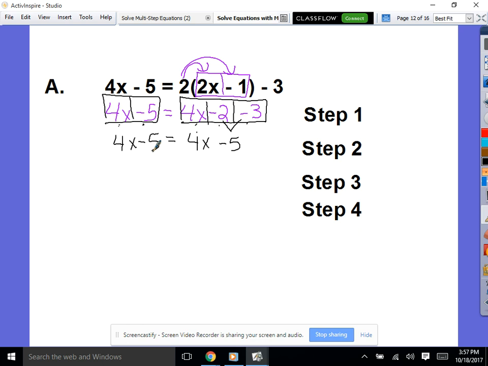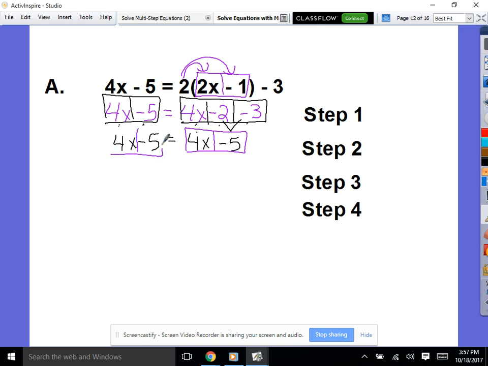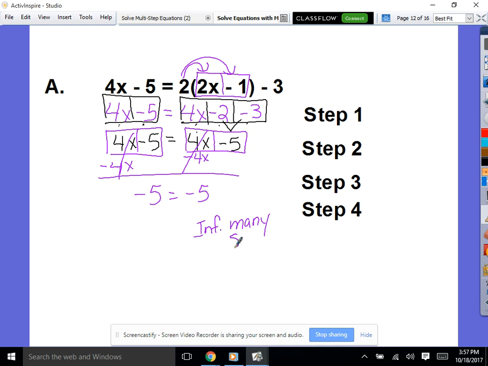If we keep going, then we would subtract 4x. And that would leave us with the balanced equation of negative 5 equals negative 5. So this solution is infinitely many solutions. And that's how you will answer, infinitely many solutions.